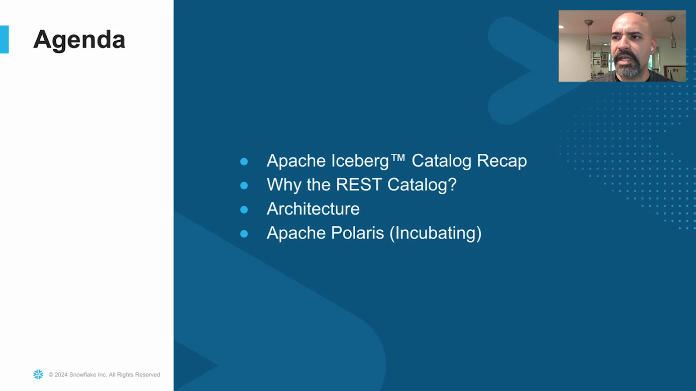What we want to cover today is a little bit about the Apache Iceberg catalog, just recap what the catalog does and why the REST catalog in particular is important. And then we'd like to dive into the architecture of Polaris, and then Russ will come back and talk about the Apache side of things.